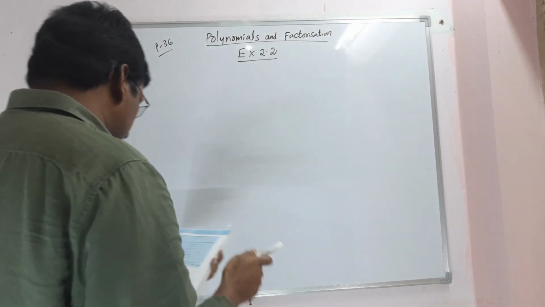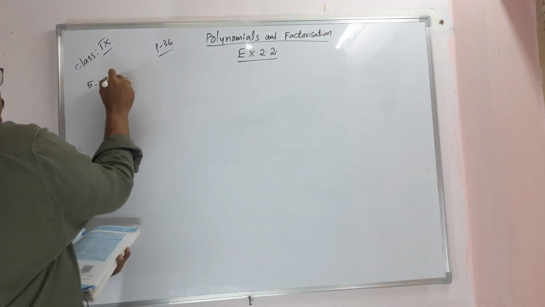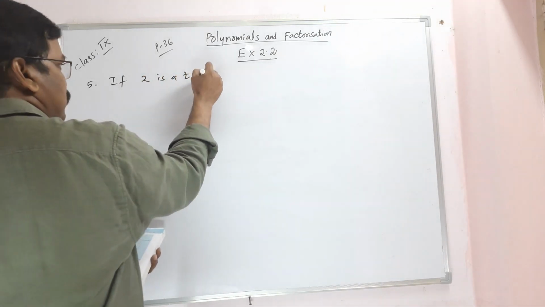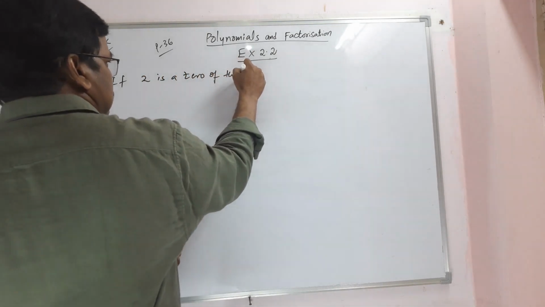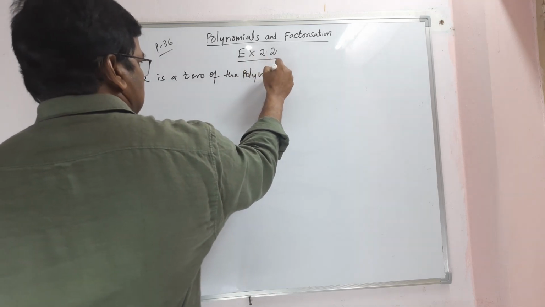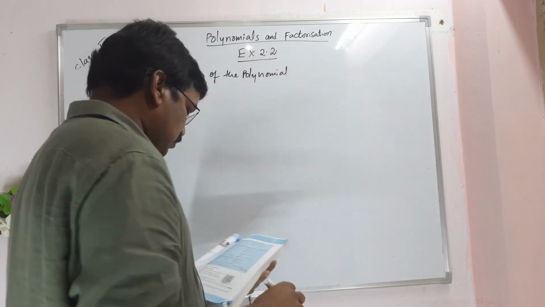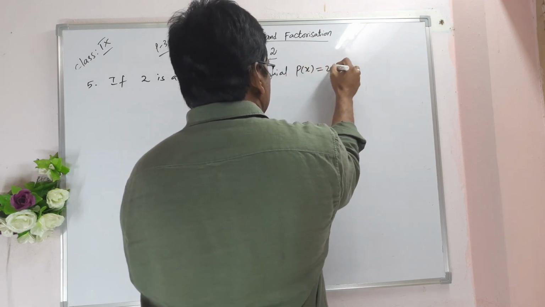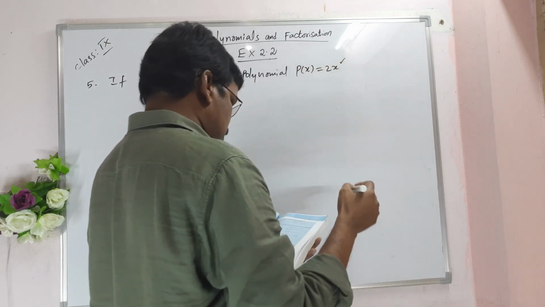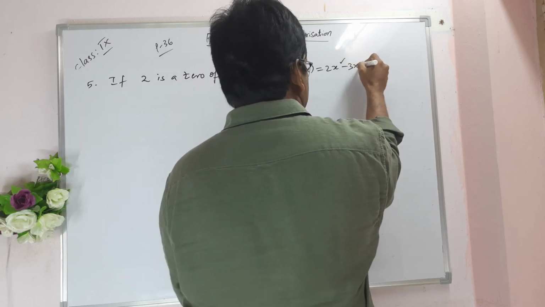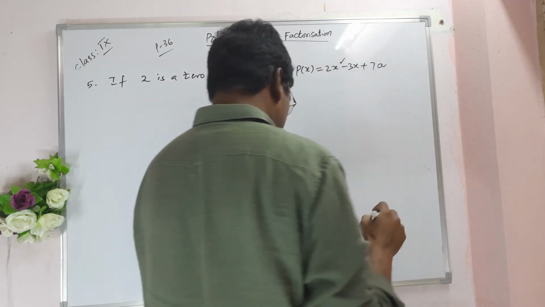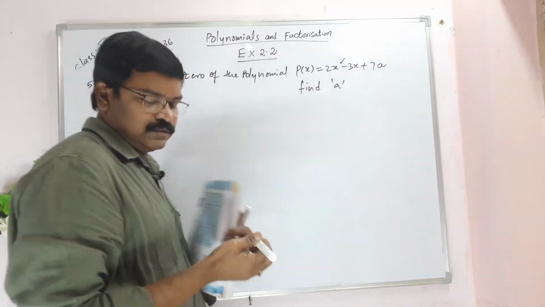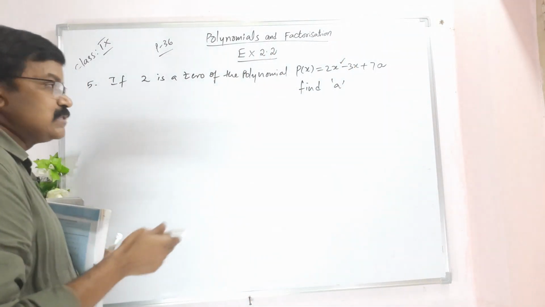If 2 is a zero of the polynomial p of x is equal to 2x square minus 3x plus 7a, find the value of a. This is another simple sum here.